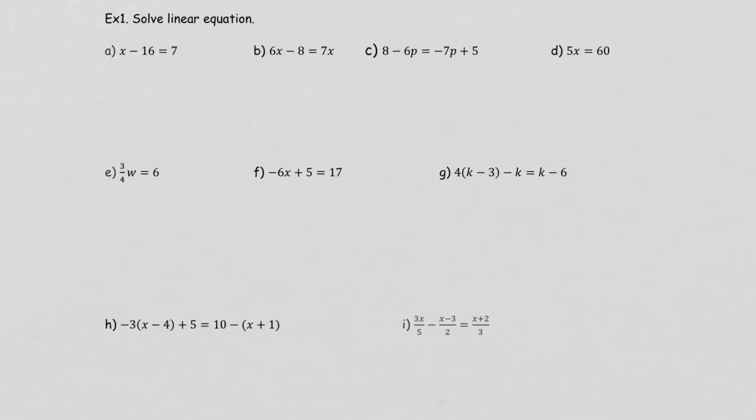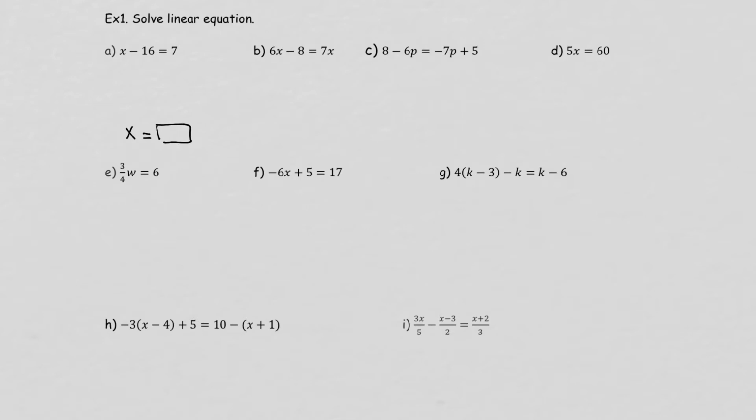This lesson, we're going to talk about solving linear equations. And I will show you a few different types of linear equation solving in example 1. So this first one, we have x minus 16 equals 7. Solving means that you want to isolate the variable and move all other numbers to the other side. So your solution is always going to be x equals something, right?